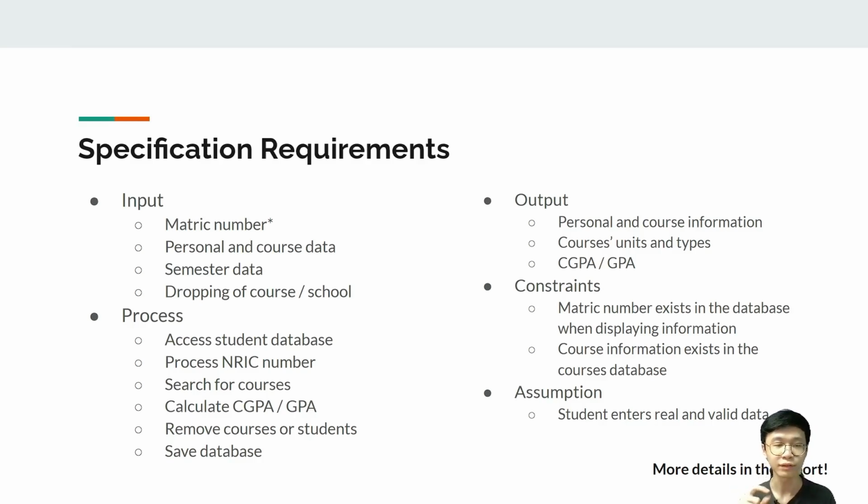Our output will be based on what the user requested to see, such as the CGPA or the GPA for a particular semester or the specific course unit. Some of our program's constraints are the courses available in our database that might need to be edited manually in the future. Last but not least, we also assume the students enter true and valid personal and academic information.